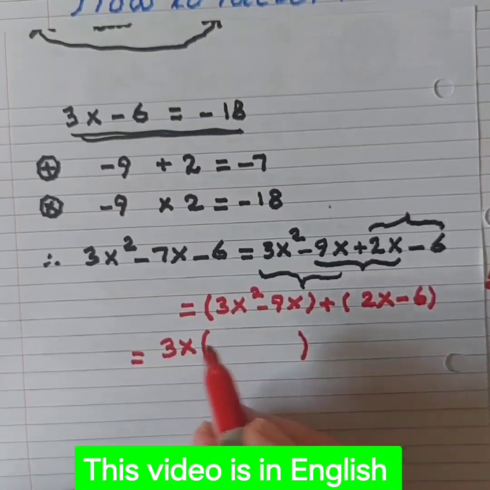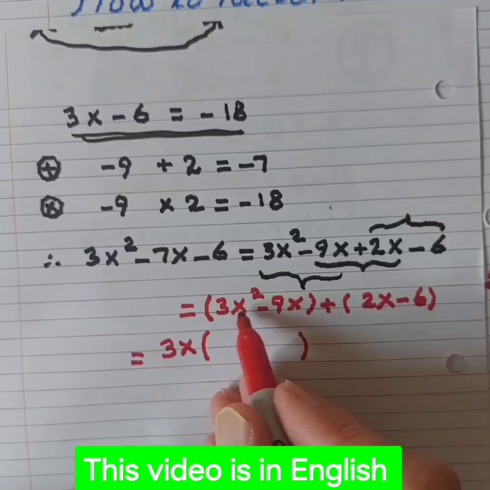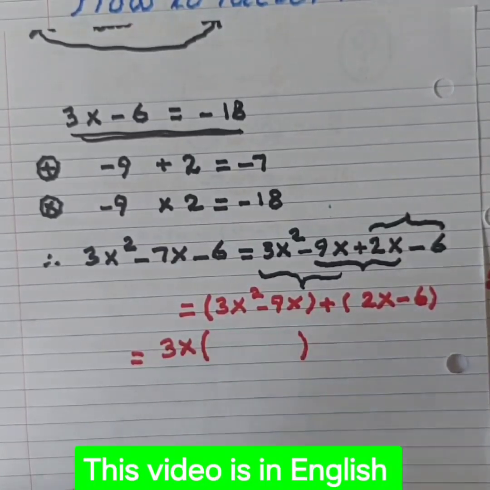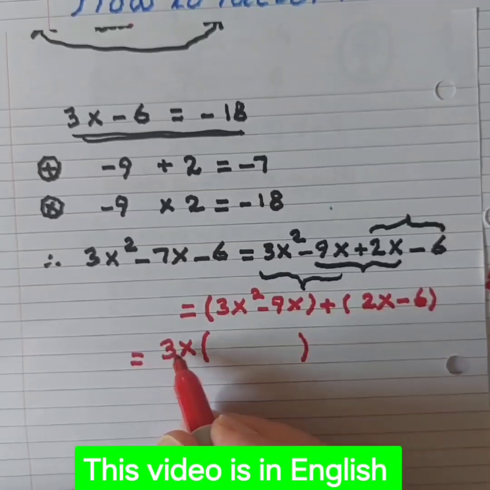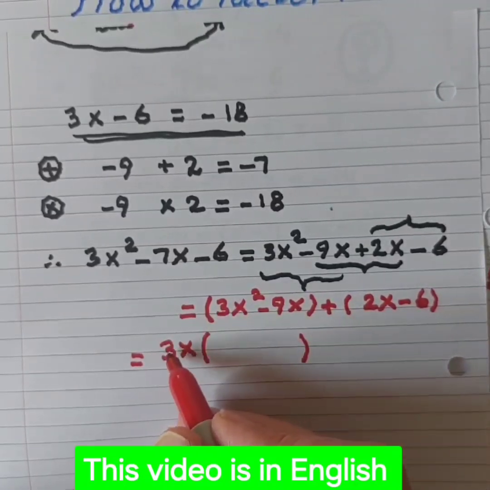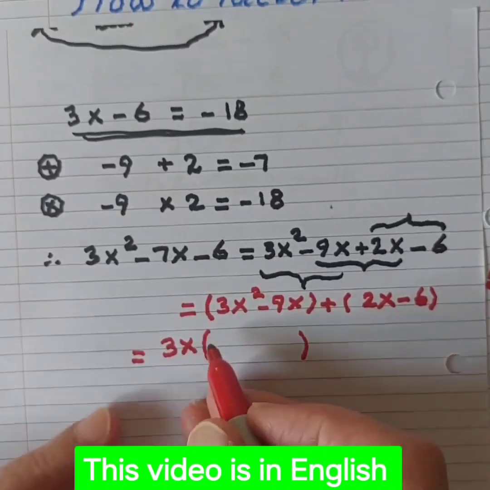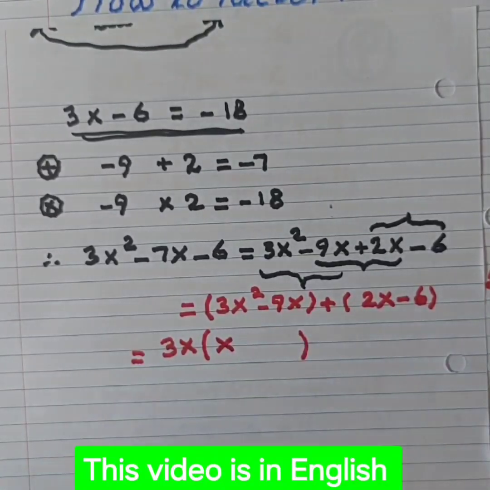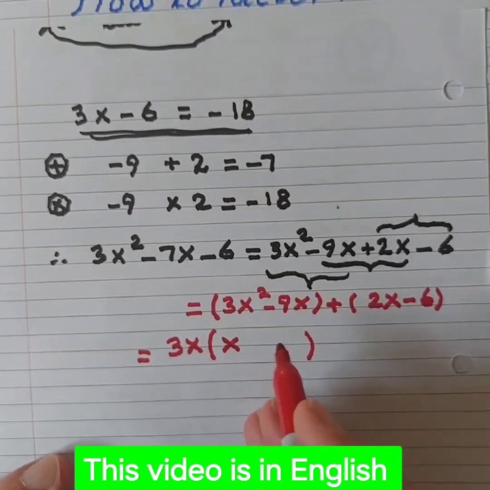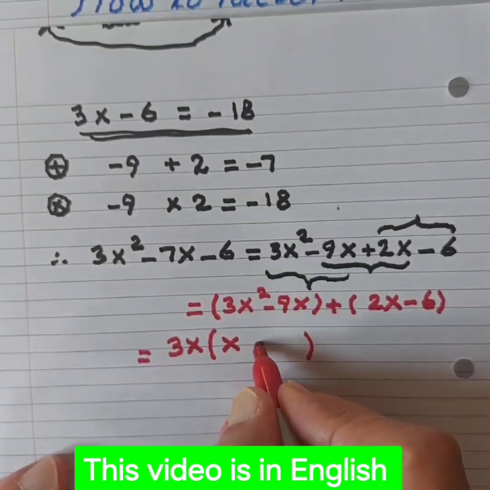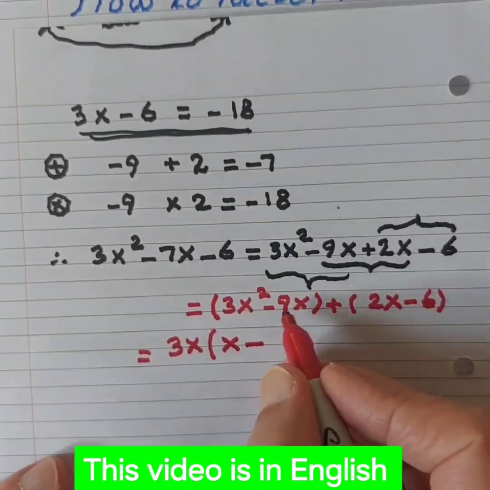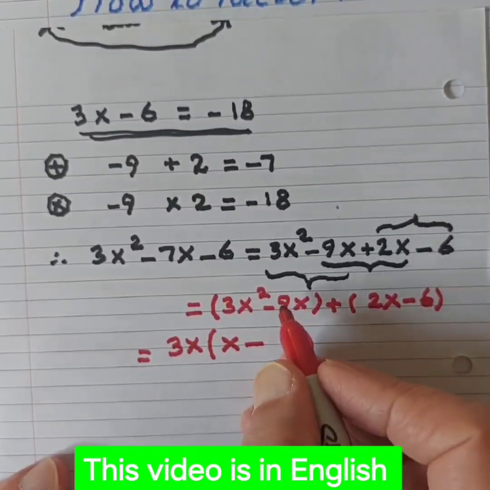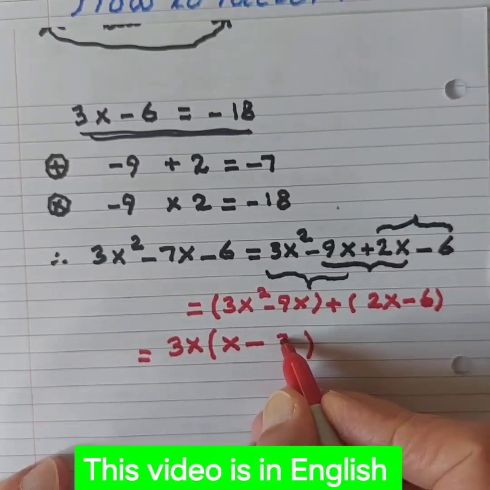The result inside will be the result of dividing each term by the common factor which is written outside the brackets. 3x squared divided by 3x, that means 3 goes with 3, and x squared over x means only x. We write it here. Then minus 9x over 3x, x goes with x, then 9 over 3 means 3.